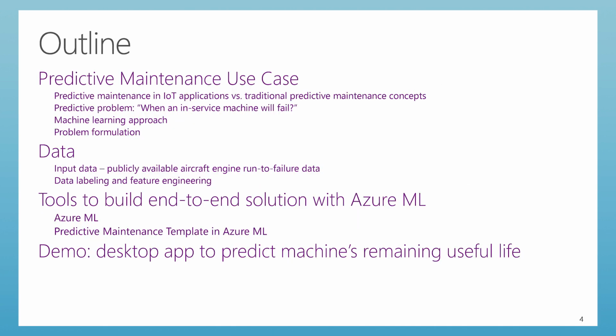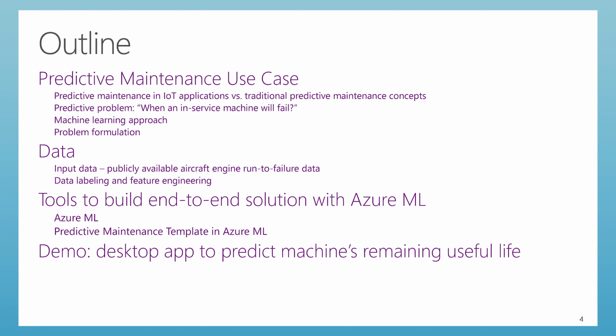So here is the outline of today's talk. I will first of all introduce predictive maintenance in general: what it is, why it is important, and why we want to build this kind of application. And then I will introduce the actual data we are going to use. It is a publicly available data set, so the advantage is you can download it from the source and try it by yourself.